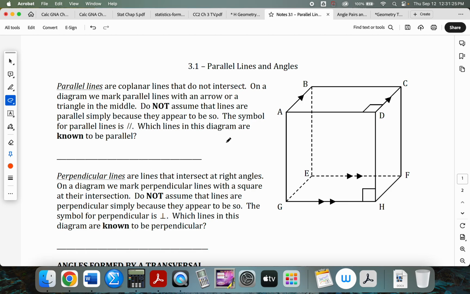So, which lines in this diagram are known to be parallel? Well, for example, we know that segment AB is parallel to segment CD. What other two are known to be parallel? Yeah. Segment GH and segment EF. Yes. We know that those are parallel.